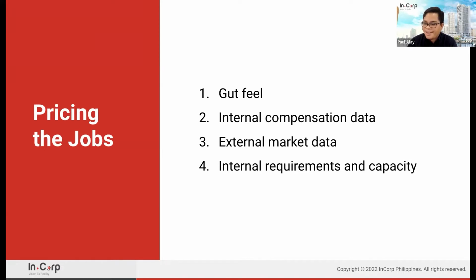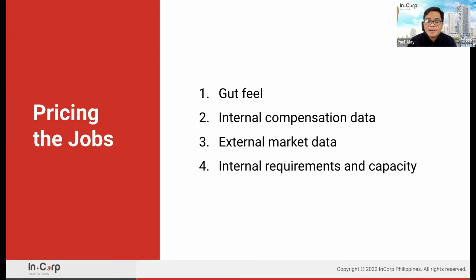It doesn't have any basis at all aside from the person's gut feel. So it could be good sometimes, but it could be problematic eventually. And then another way of doing it would be internally checking the compensation data. So how much are we paying positions A, B, and C? How much should we pay for position C if positions A and B are receiving this much? So it's just like that.